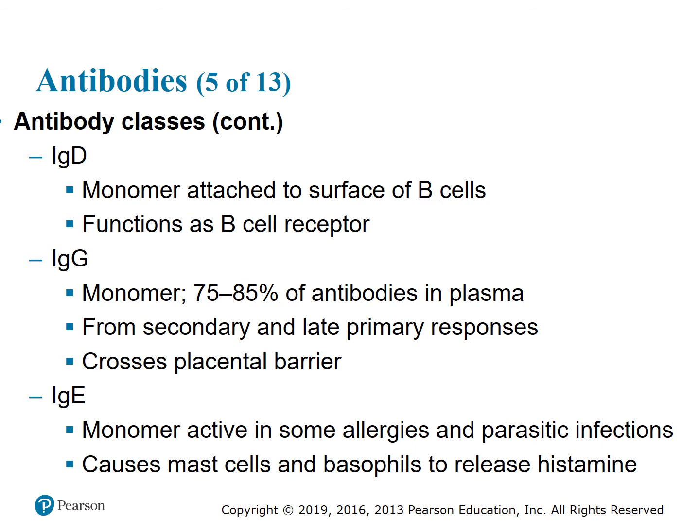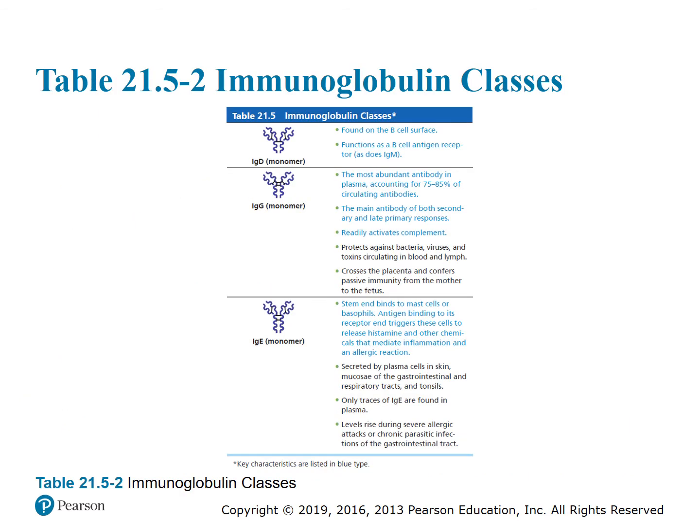IgG is a monomer. 75 to 85% of antibodies in plasma are IgGs. They form the secondary and late primary responses, and it crosses the placental barrier. IgE is a monomer that's active in some allergies and parasitic infections, and it causes mast cells and basophils to release histamine. In this figure, we can see the IgD, the IgG, and IgE.